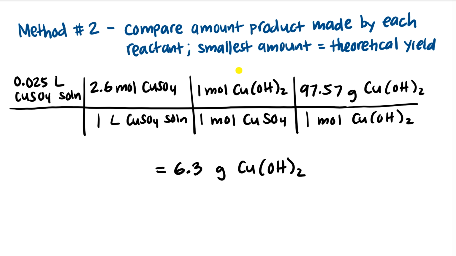Then I converted to moles of that copper hydroxide. Here's the stoich part. For every 1 mole of copper hydroxide, 1 mole of copper sulfate is needed. And then I go one more step and we use the molar mass to calculate the grams of copper hydroxide. So we get a value of 6.3 grams of the copper hydroxide.